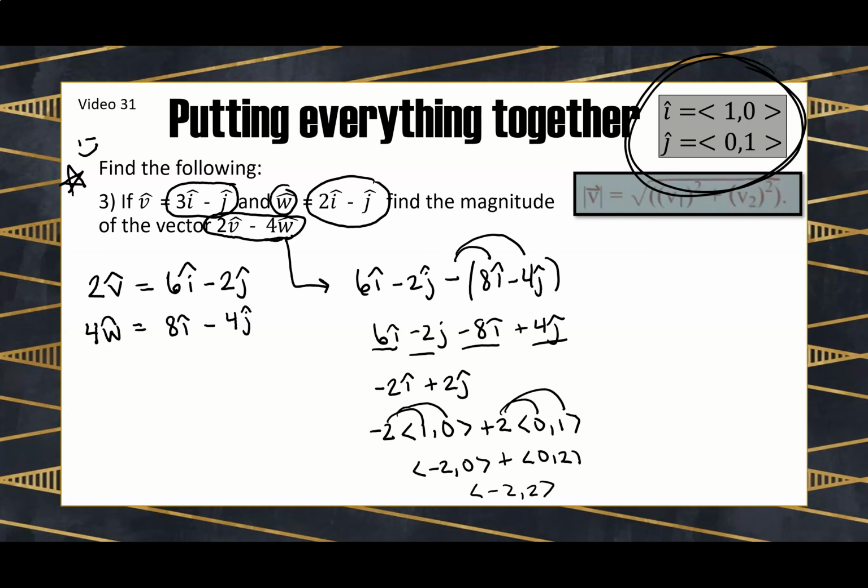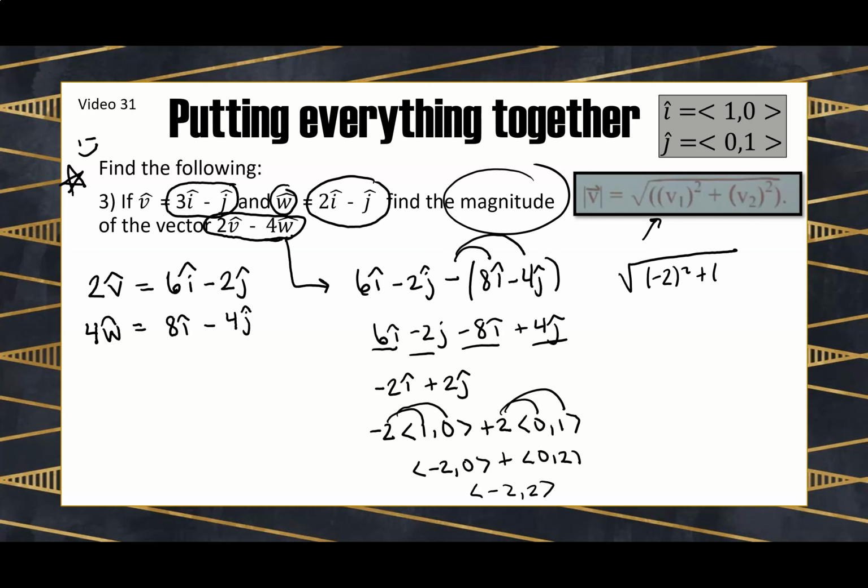Okay, so now we have to find the magnitude, and remember that formula is right here. So we just have to find the square root of minus 2 squared plus 2 squared, which is going to give me the square root of 4 plus 4, which gives me the square root of 8, which I can rewrite as square root of 4 times the square root of 2. And that becomes 2 root 2.